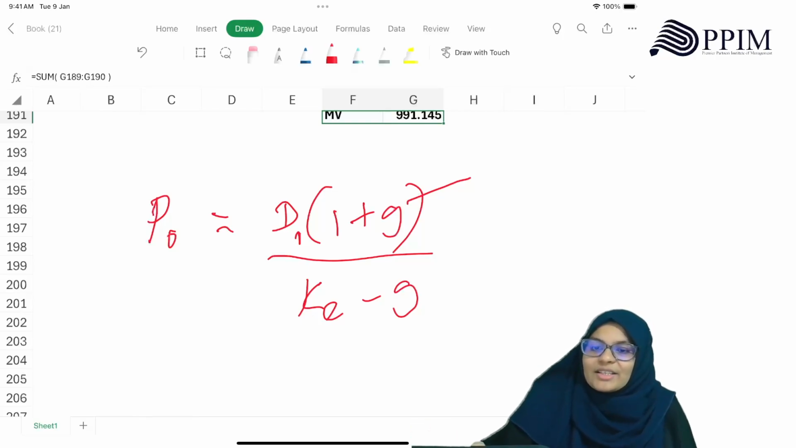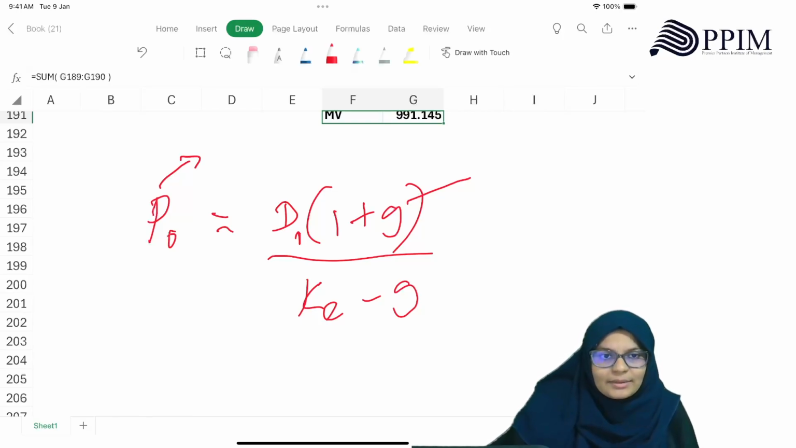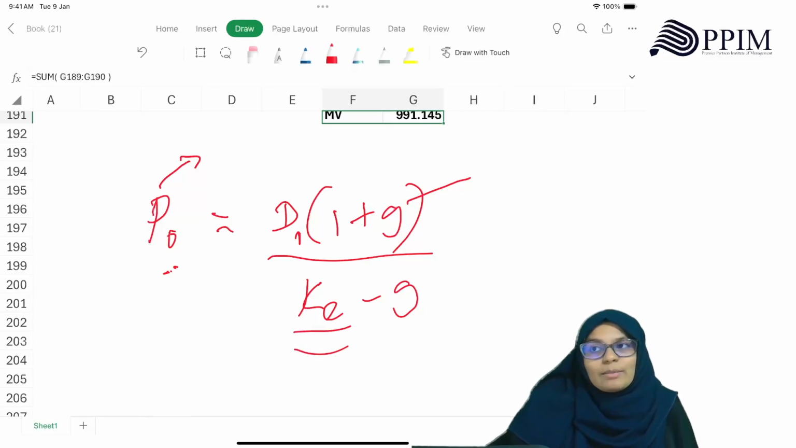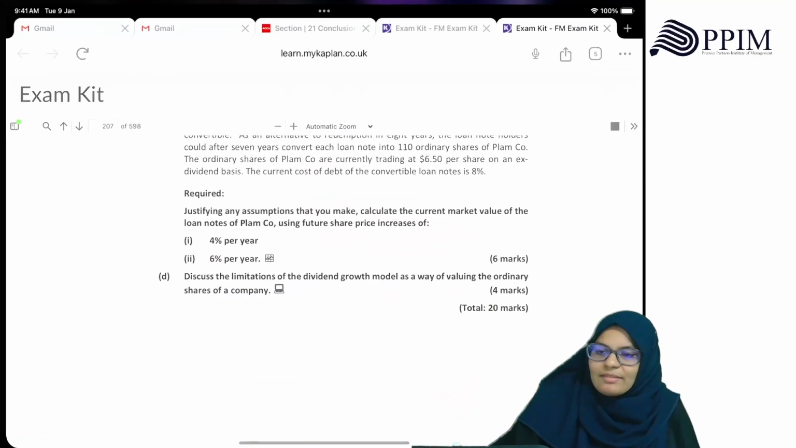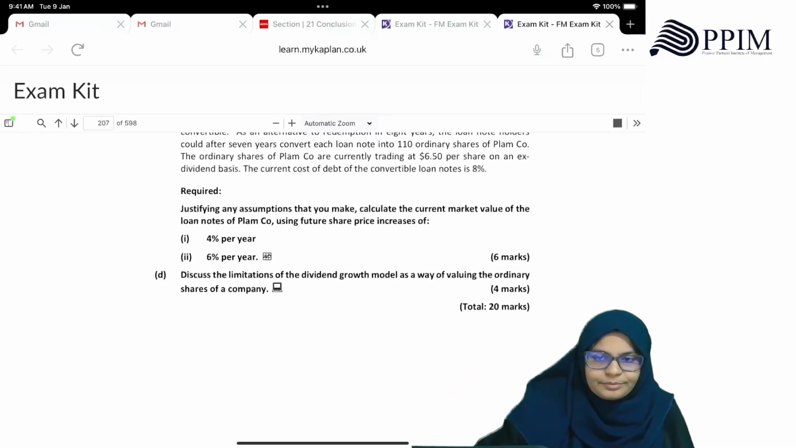Then we assume that this P naught, the market price of the share that we have calculated, is correct. If it is not a listed company, then that will be an estimate. Another thing: cost of equity, we are assuming it will be constant, whereas year on year it can keep changing. So those are the things that you can just mention, the assumptions of the dividend growth model. So let's have a look at what they say. 539.